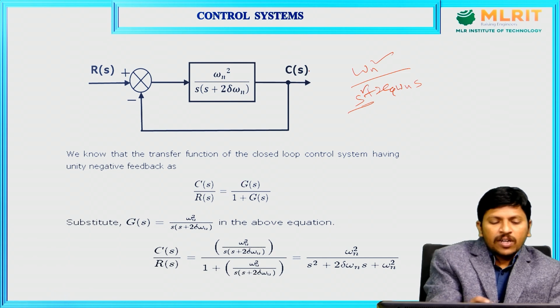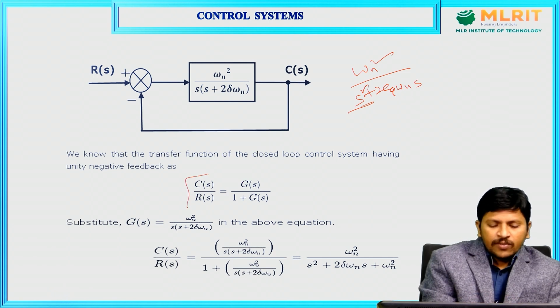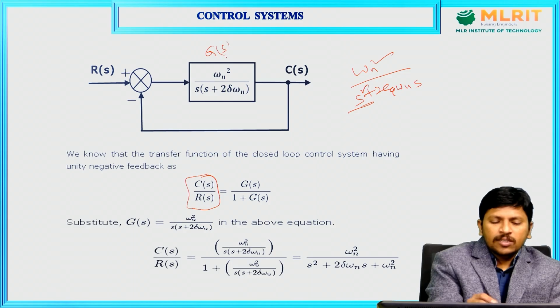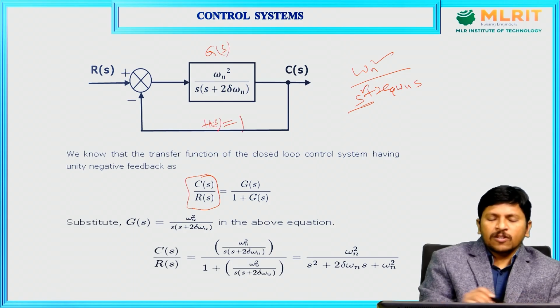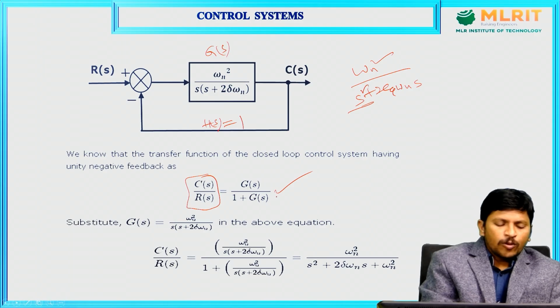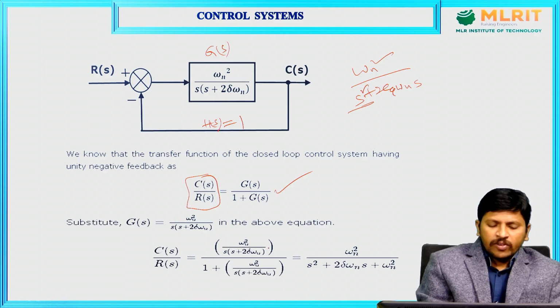The transfer function of this system is C of s divided by R of s. Let me consider this as G of s and this as H of s, but since it is a unity feedback system, H of s equals 1. Simply write G of s divided by 1 plus G of s into H of s, with H of s equal to 1. Substitute G of s in this equation, and we get the result.